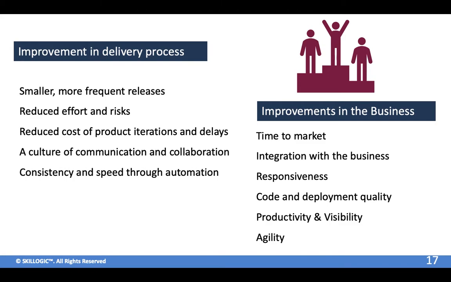So at the end, what are the benefits we get? Well, from the delivery process, there are improvements in terms of smaller, more frequent releases rather than having a release once in 2 months or 3 months. We can have, for example, daily releases, or fortnightly or weekly releases. That's more based on the business. You can have smaller and more frequent releases. That is less risky. That's actually the second point. It reduces the effort and is less risky.